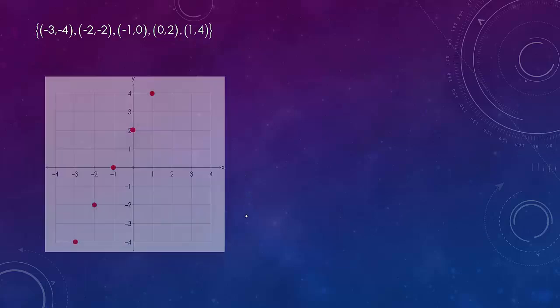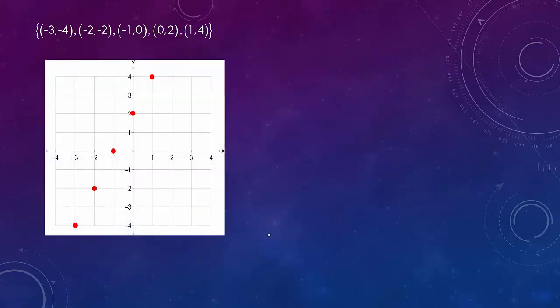Here we have another set of ordered pairs. And it gives rise to this graph here. If we test this one, as we sweep the line through, it only cuts once or not at all. And therefore this one is an example of a one-to-one function.